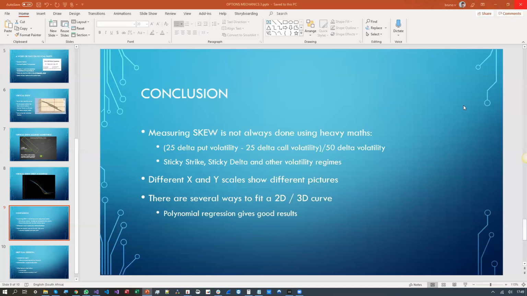Heston is not exactly the holy grail either, but it does the best job at it. And you will see sticky strike, sticky delta, and as I said, other volatility regimes sometimes being used with other equations. So we can change, you mentioned sticky moneyness, very good idea. And I mentioned several possibilities to plot those curves differently, and there are many more. But of course, the bottom line is how you calculate IV, and it's based on a model itself, yeah.